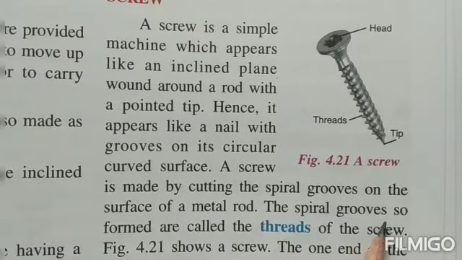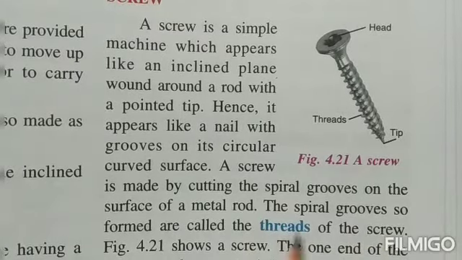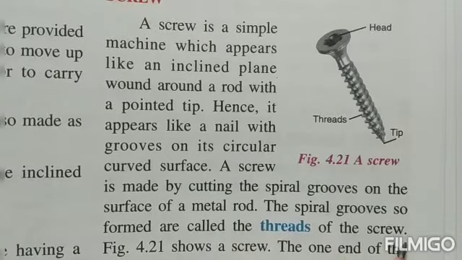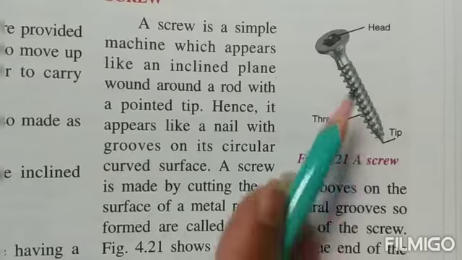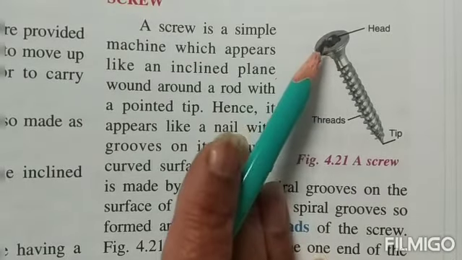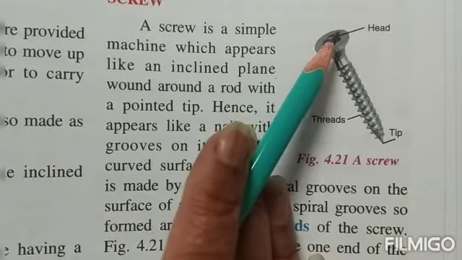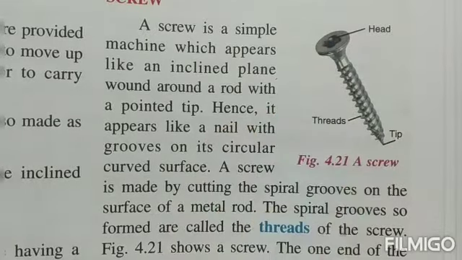The spiral grooves that are formed on its surface are known as the threads of the screw. As you can see over here, children, these are known as the thread. Over here where you put the screwdriver, children, that is known as its head. And this part is known as its tip.